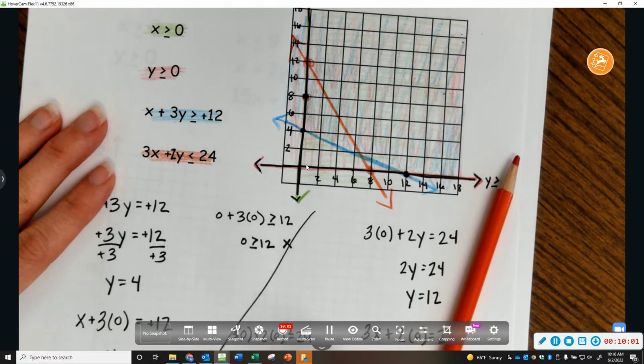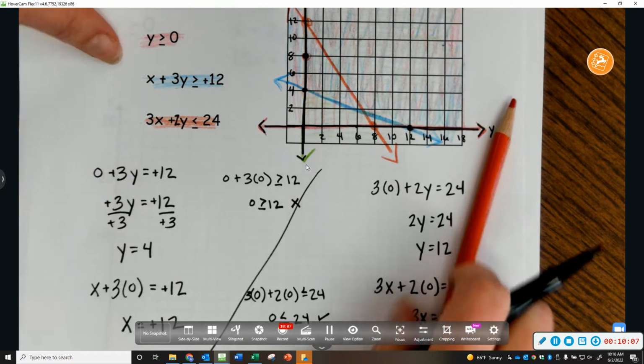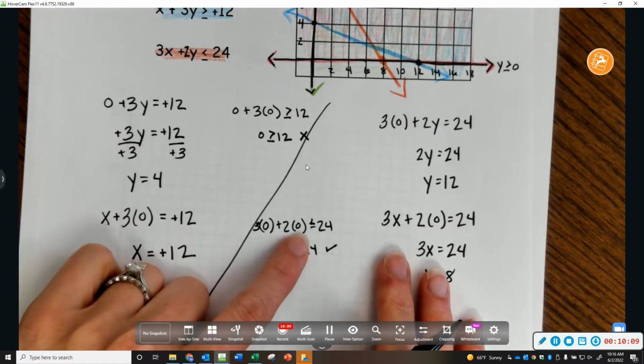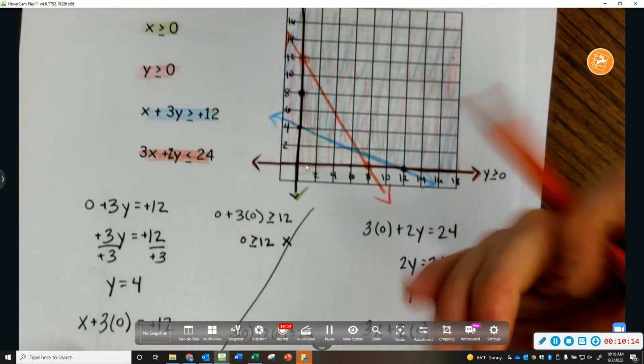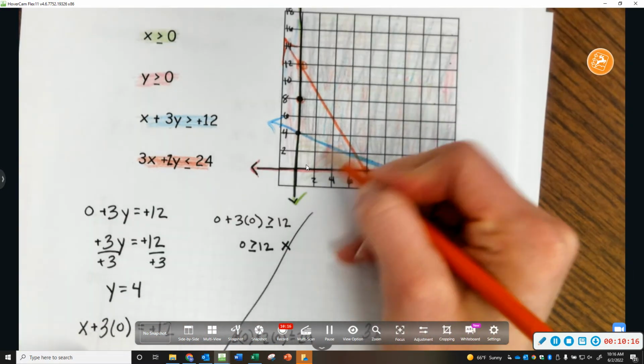Less than or equal to. So is 0 less than or equal to 24? Oh, you can't see that. So I plugged in 0, 0. That does work. So that means my shading is going to be this direction.